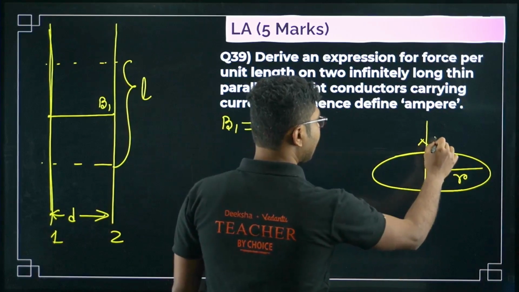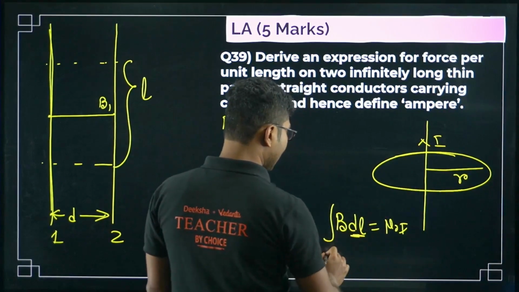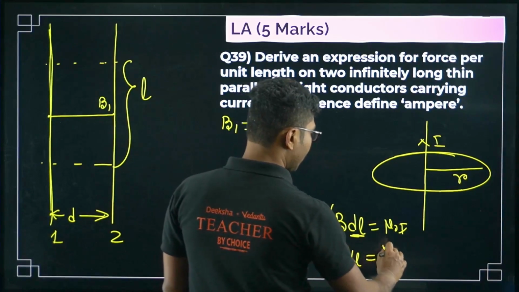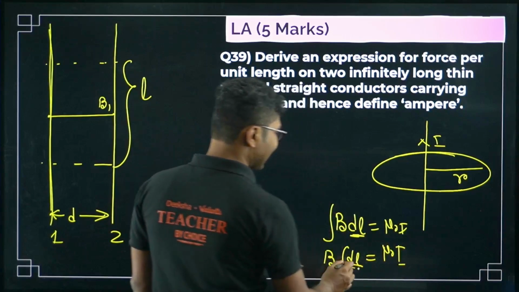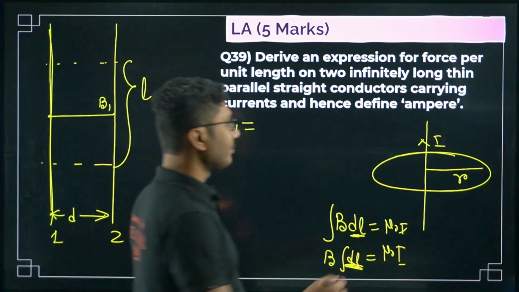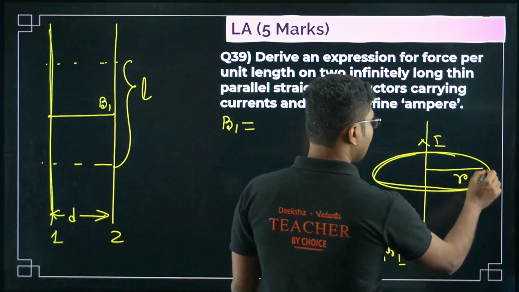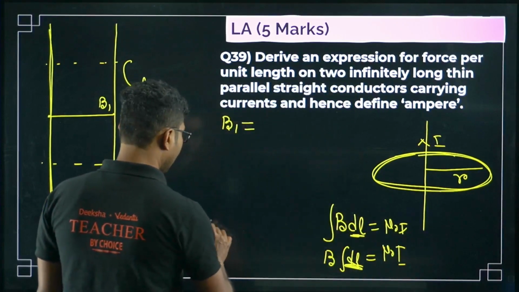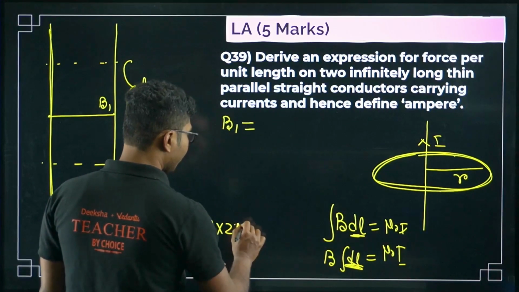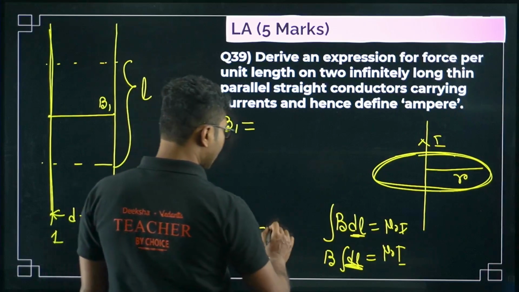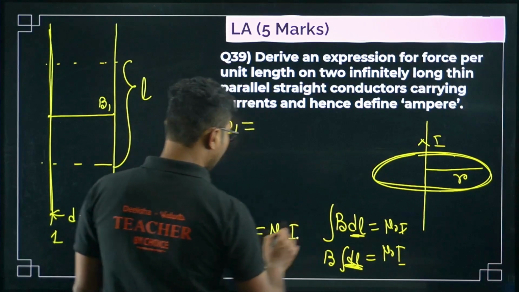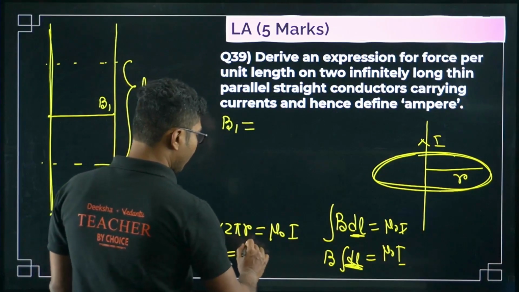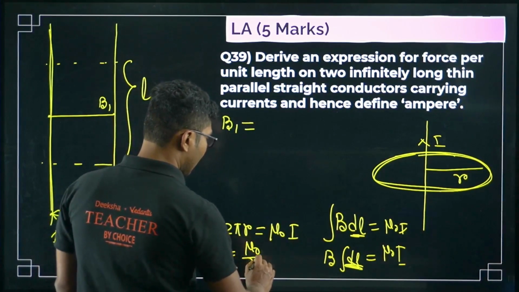Right, this is the current I. Now what is dl here? B is constant due to symmetry, so B times integral dl equals mu naught I. Now dl is basically the circumference, that is the perimeter of the circle. Perimeter of the circle is basically 2 pi r. So B into 2 pi r. This is just a rough. You can do this in the rough, so that in case you forget the formula, you can still use the values. It will be mu naught by 2 pi, I by r.